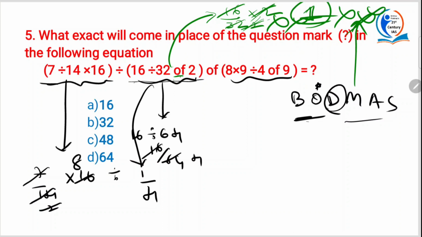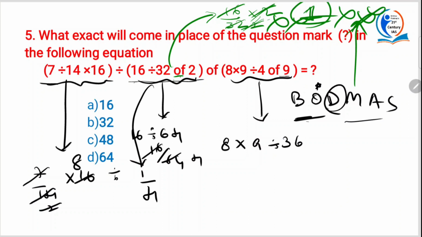Now, I hope you got some clarity of how exactly you should use BODMAS. Otherwise, you will get a wrong answer. Okay? Now, we'll solve this. Now, you have to give preference to "of" over division. Okay, so it is 8 into 9 divided by 4 of 9. How much is 4 of 9?